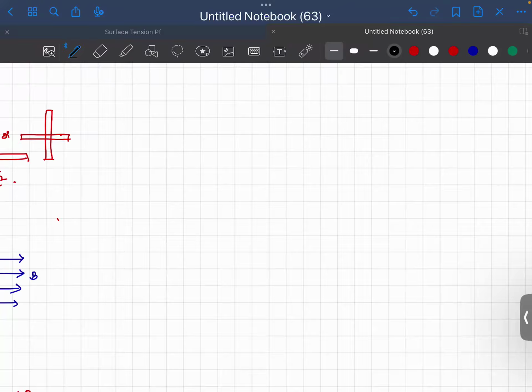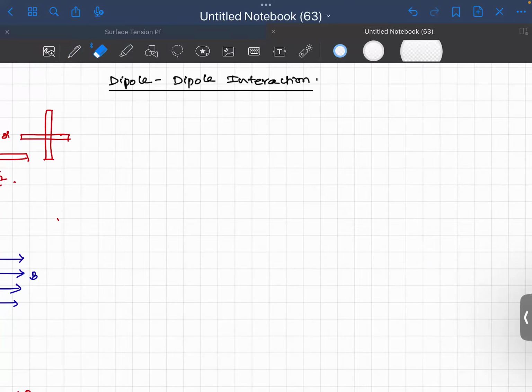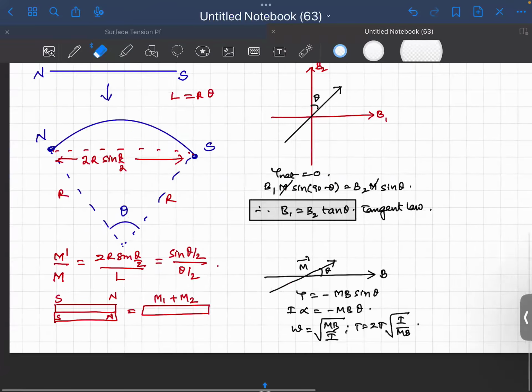Now, dipole interactions. We can assume three possible interactions. Remember, I have just introduced what is force, what is couple or torque, what is potential energy. Before that, one minute, I just want to add some more points related to this.